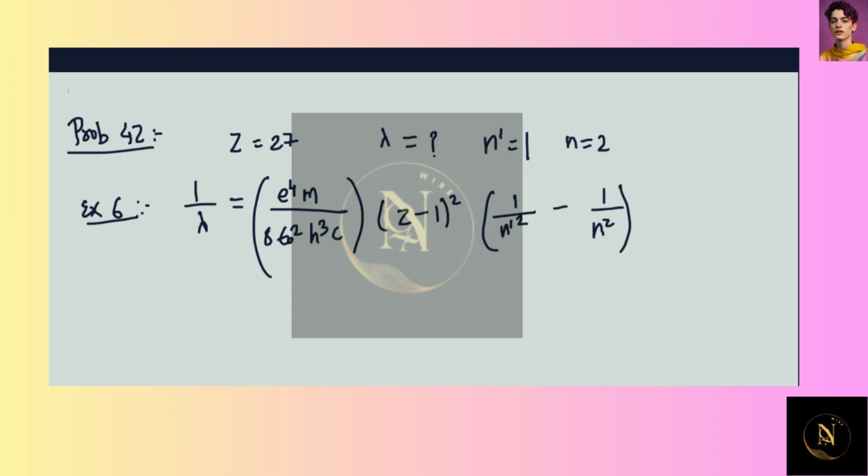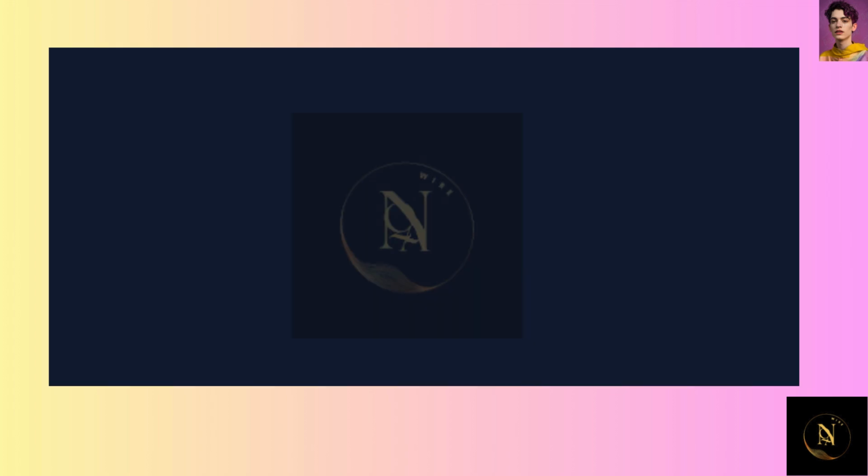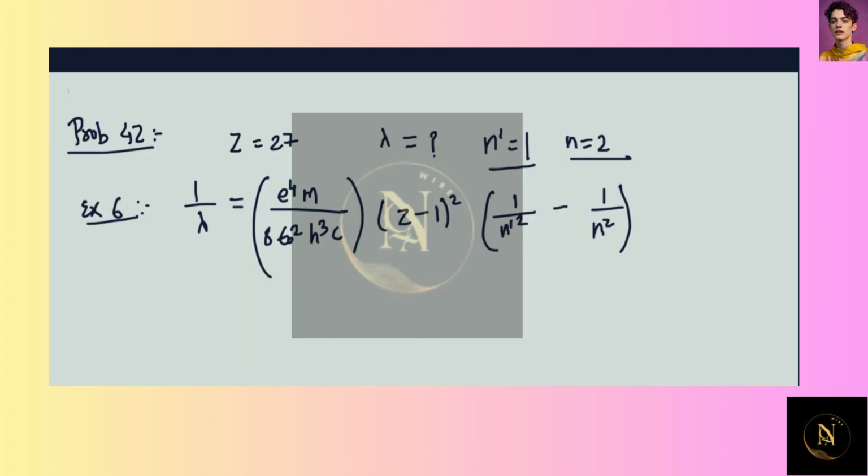In this problem, we are supposed to estimate the wavelength of the X-ray emitted for a cobalt atom when an electron makes a transition from n equal to 2 state to n prime equal to 1 state. So we use the formula given in example 6, which is basically 1 over lambda, this whole equation.